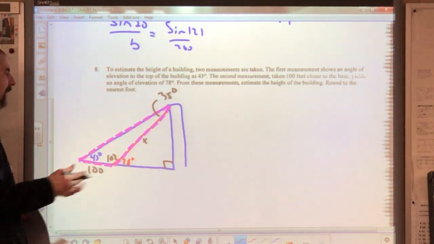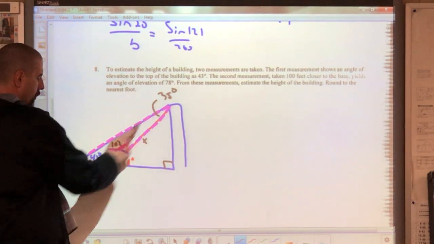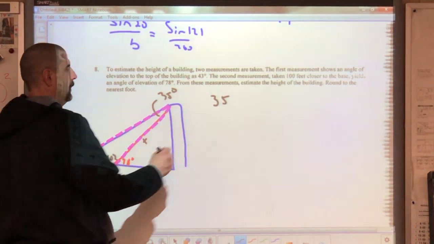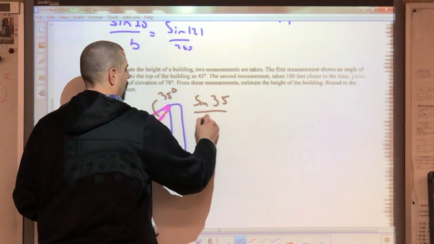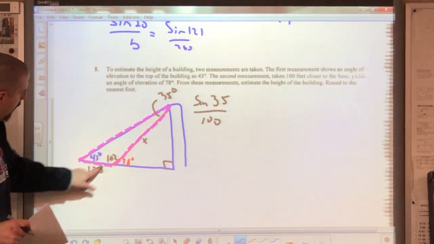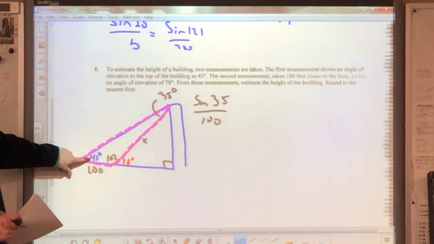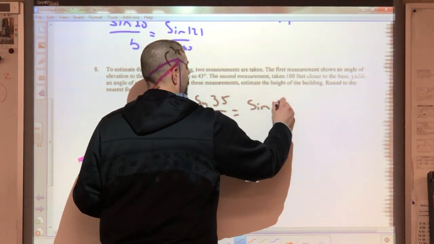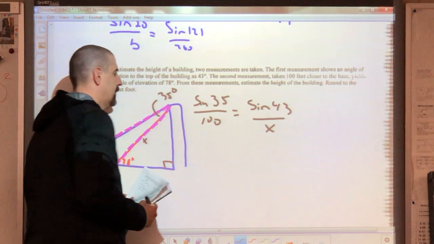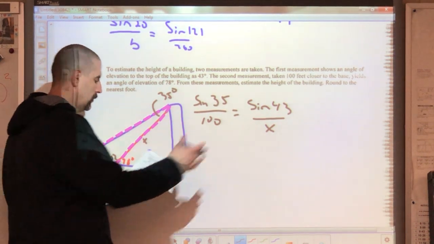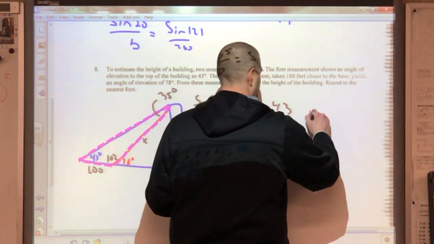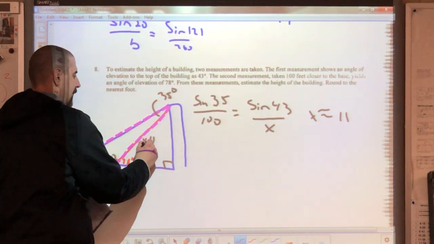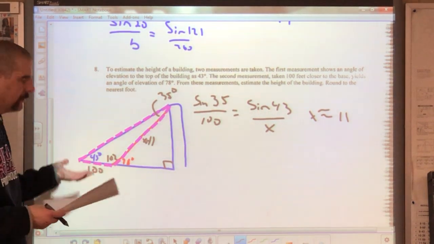So now I have everything I need to know. So I have the 35 is opposite the 100, so I'll take sine 35 over 100. That's this 35 to that 100. We're going to take 43 to x, okay? So sine 43 to x. And that's going to solve x for us. So if we did that properly, you're going to get x is approximately 11. So this is 11.